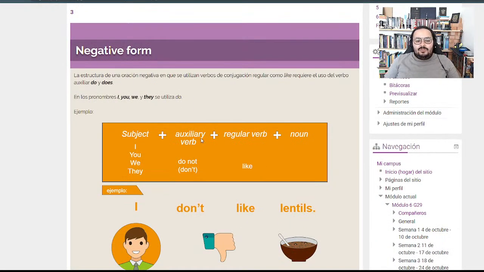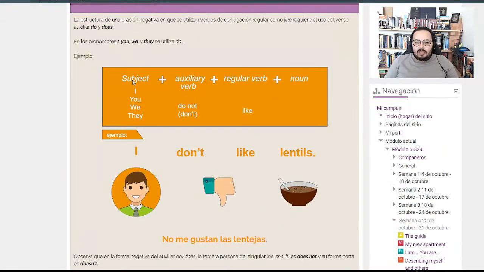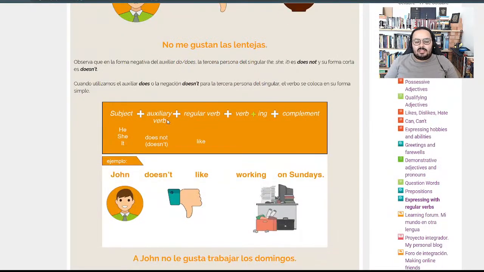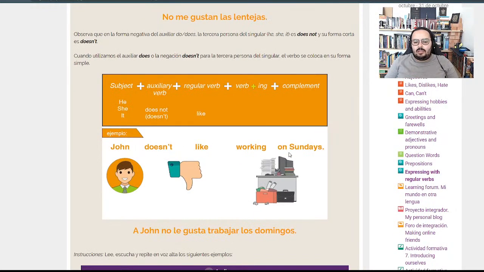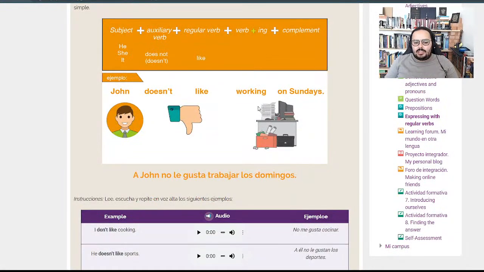Now, the negative form of this regular form of the present, which is not with the verb to be, is formed with the auxiliary plus the negative particle not. The auxiliary don't or the auxiliary doesn't. It depends on the person. And the structures are the following: subject plus auxiliary, do not or don't, plus regular verb plus noun, or the subject plus the auxiliary verb plus regular verb plus verb ing plus complement. He doesn't like, and so on. John doesn't like working on Saturdays. Remember, after like, love, hate, we have to use the verb with the ing.